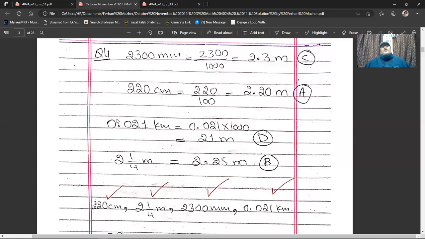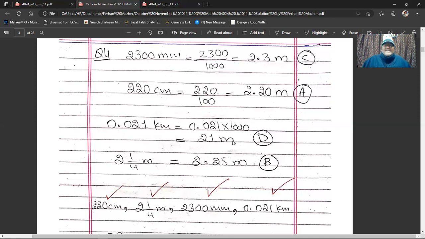So then we have 0.021 kilometers. If you want to convert kilometers into meter, in 1 kilometer, there are 1000 meters. So multiply with 1000, this will be converted from kilometer into meter. 0.021 multiply 1000, you will move the decimal 3 steps to the right. So you will have 21 meter. 2 whole 1/4, which means 2.25 meter. This is already in meter. 1/4 means 0.25.